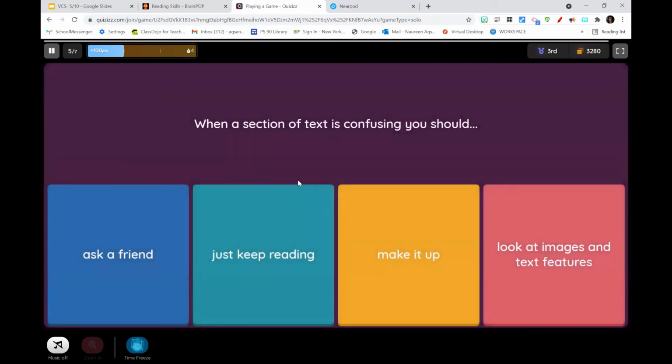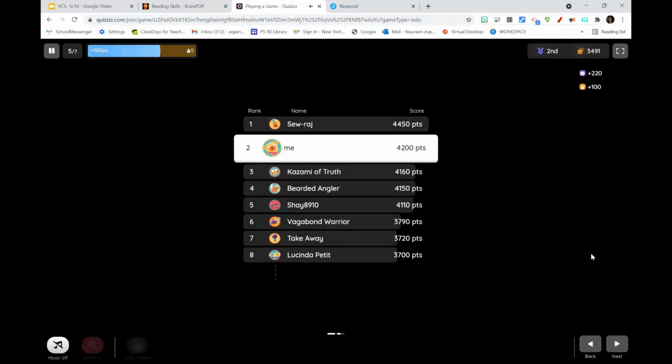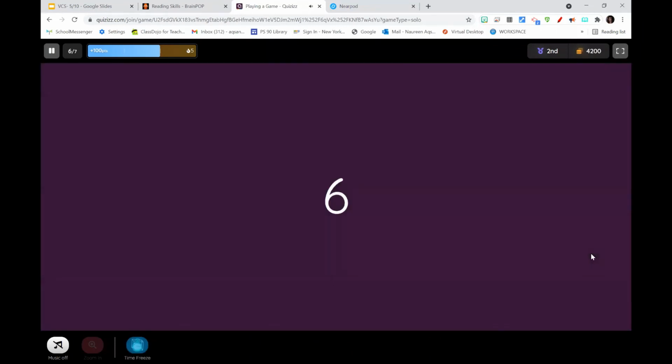All right, boys and girls, 5th question. When a section of the text is confusing, you should ask a friend, just keep reading, make it up, or look at images and text features. I think it's always great to look at the pictures and text features to get a better understanding.